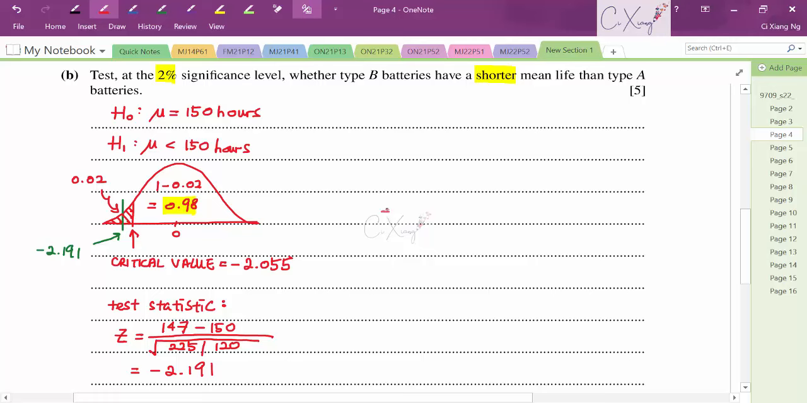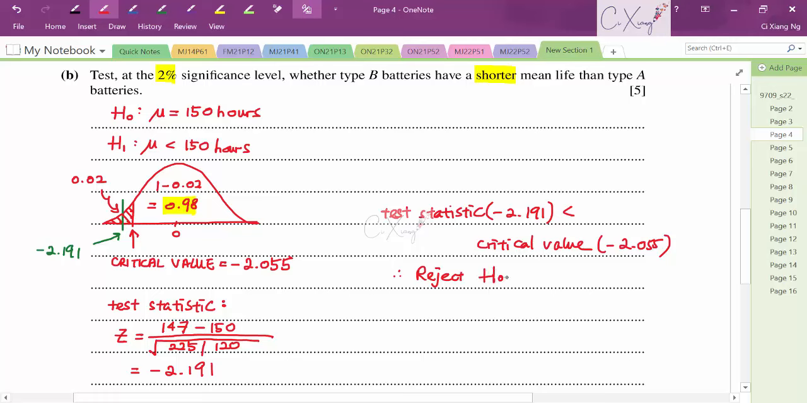Since the test statistic negative 2.191 is smaller than the critical value, which is negative 2.055. Again, from the diagram you can also see very clearly that the negative 2.191 falls under the rejection region. Therefore, we reject the null hypothesis.